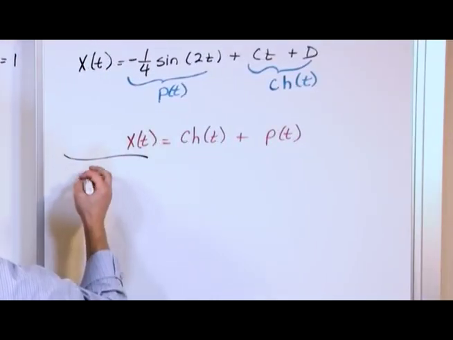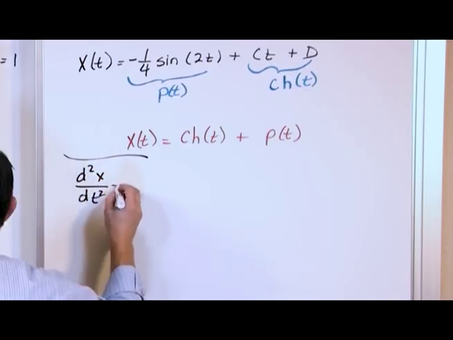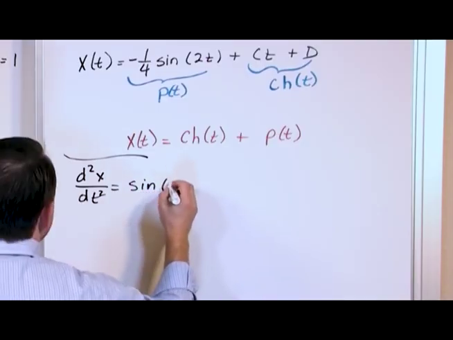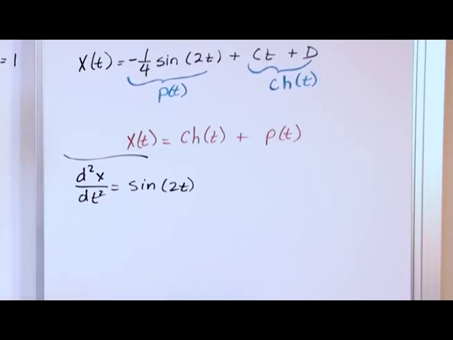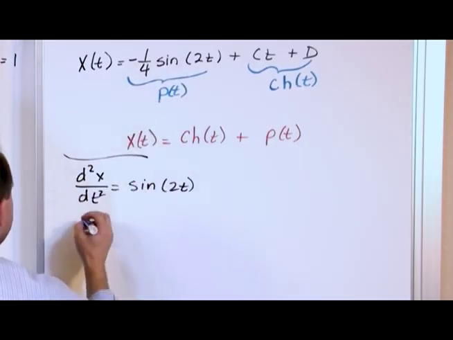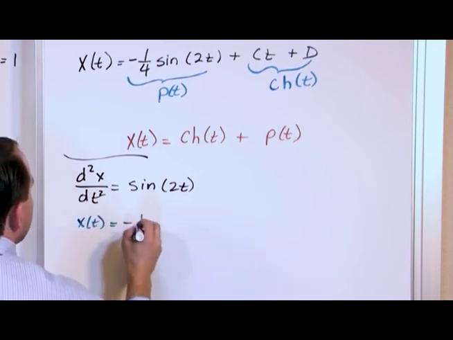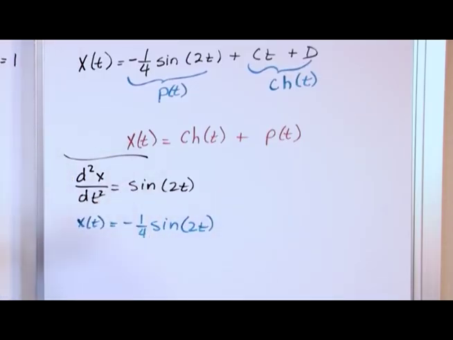Our original differential equation is d squared x dt squared equal to sine of 2t. What I want to show you is that this little term we're calling a particular solution is by itself a solution to what we started with, even though you didn't try to find it. It just happens to be that way. Okay, so let's do that. We need to take 2 derivatives. So we're going to say x of t is equal to negative 1/4 sine of 2t, and we want to plug it in here.